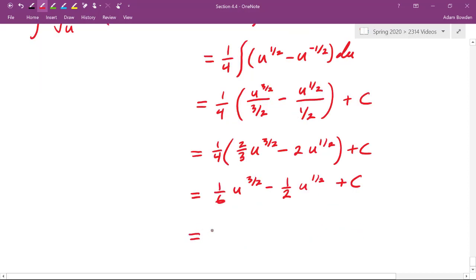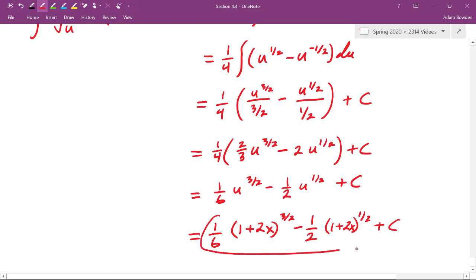Now the last step is to go ahead and substitute back in for u. So that's going to be 1 plus 2x raised to the 3/2 power, and then 1 plus 2x raised to the 1/2 power. Okay, so that's our antiderivative for this one.